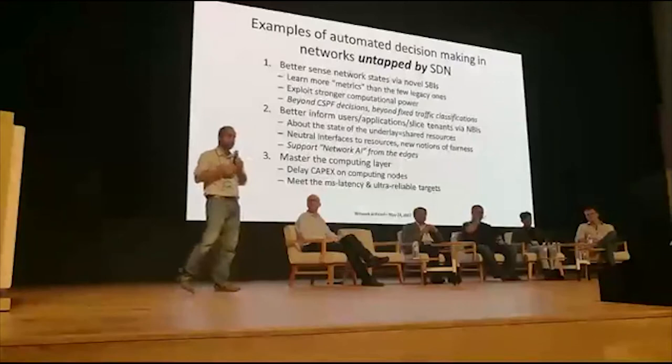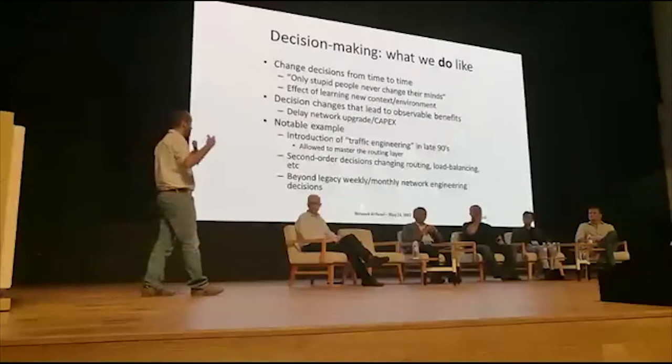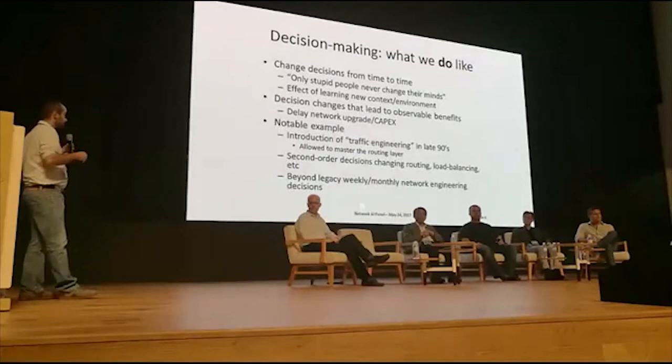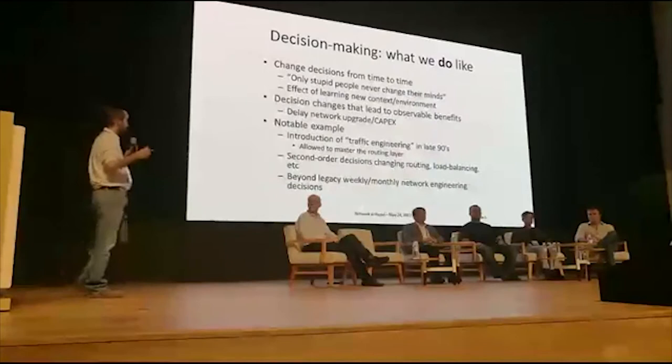When talking about network artificial intelligence, you think about new algorithms that take profit of all this information. What do we like when we define decision algorithms? We like algorithms that are able to change the decision from time to time. Only stupid people don't change their mind. So if the network state changes, then the decision can be changed. This is something that happened, for example, in the 90s.